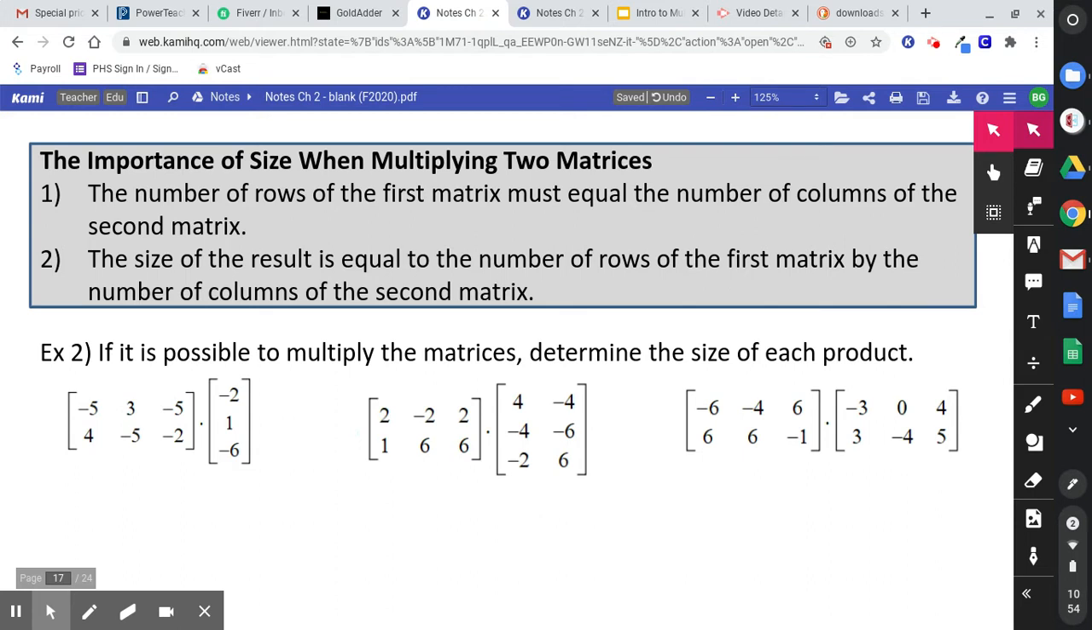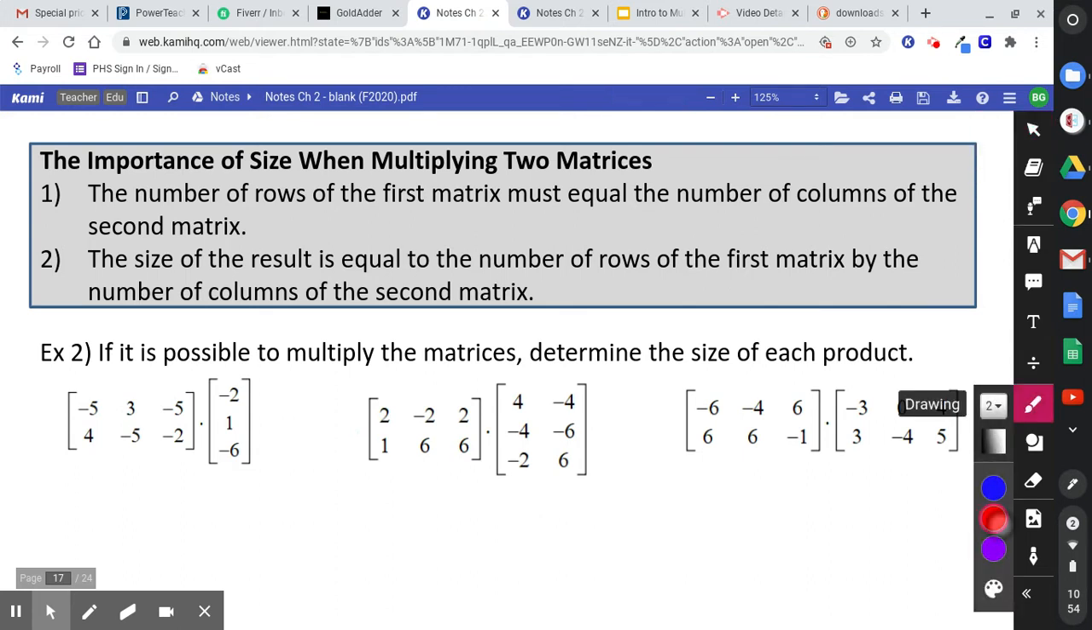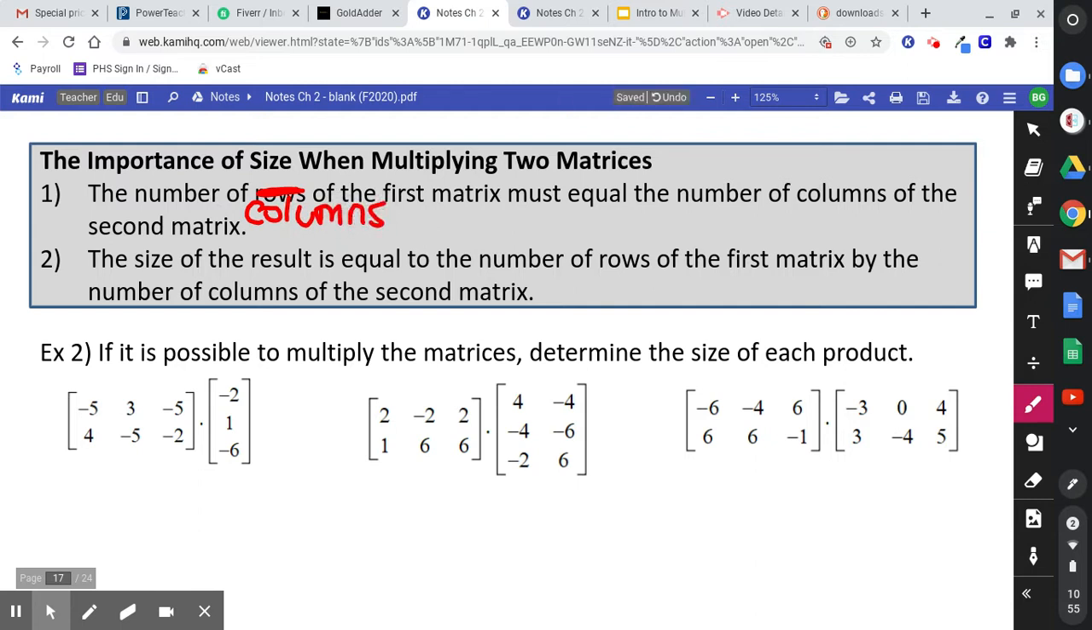Now, I have a typo here, so let's make sure we fix this typo. The importance of size when multiplying two matrices. 1, the number of, I should have said columns here, of the first matrix must equal the number of rows of the second matrix. And 2, the size of the result is equal to the number of rows of the first matrix by the number of columns of the second matrix.